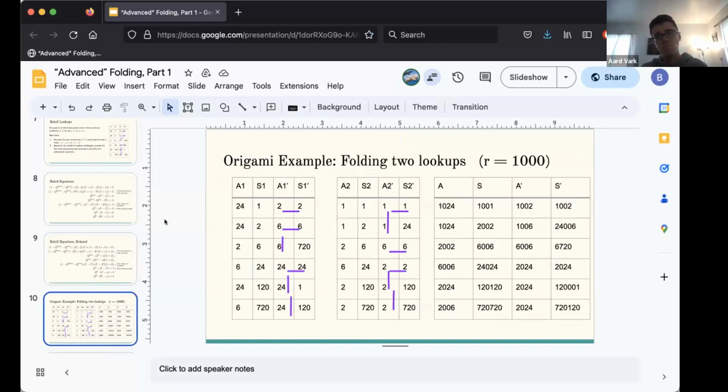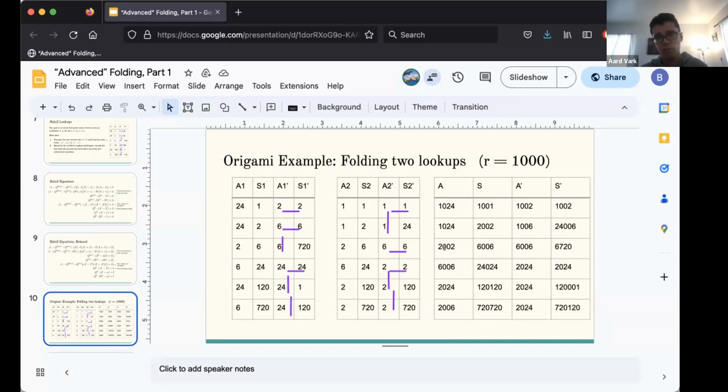Okay, I want to give an example of what this looks like for two actual lookups. So here are two examples. On the left, we have the lookup we had before. And in the middle, I made up a second lookup where you have a different vector of things that are also all factorials. And let's say the prover commits to these and gets a random challenge, r equals 1000. So you just take 1000 times a2 plus a1, and that gives you a, and so forth.